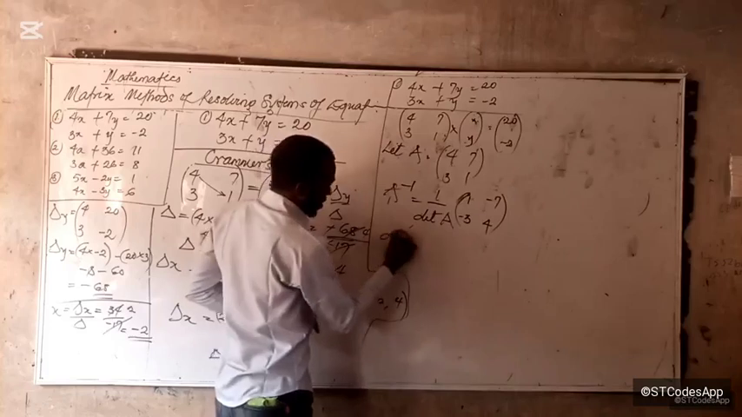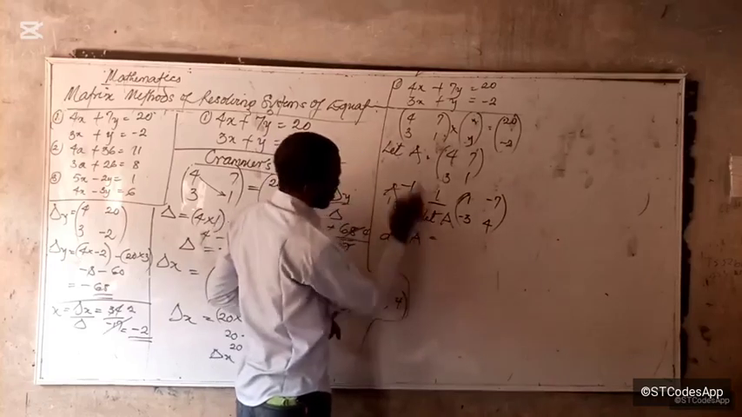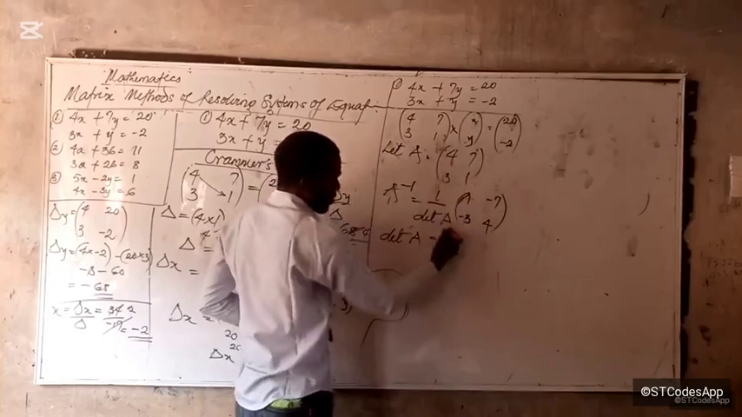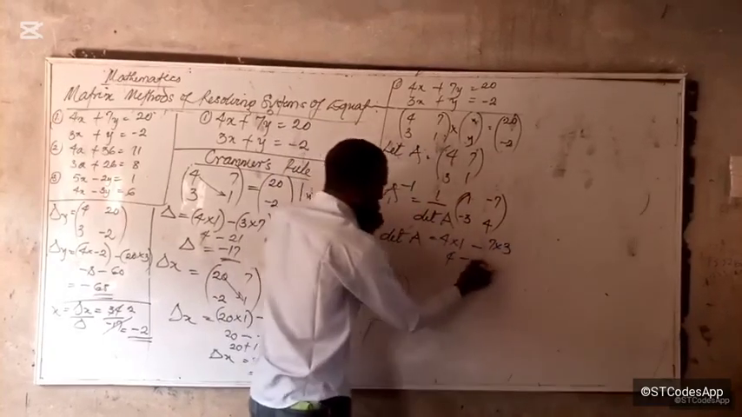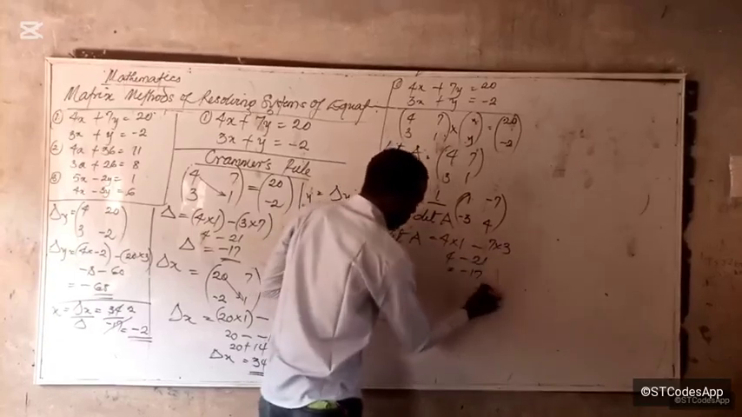All right, so let's find the determinant of A. So what is A? This is A. So how do we find the determinant again? 4 times 1 minus 7 times 3. So this gives us 4 minus 21. That gives us minus 17.